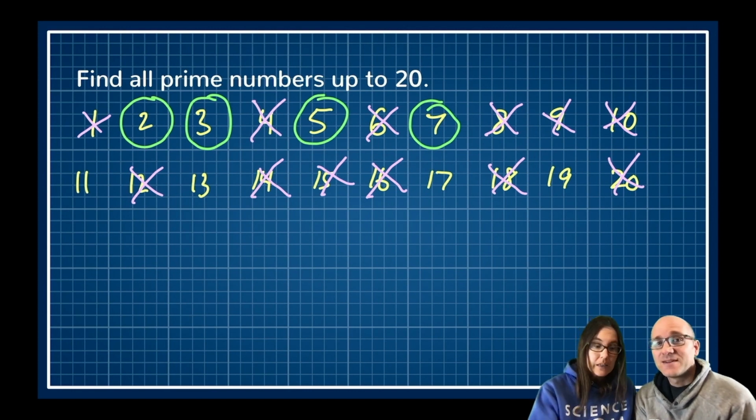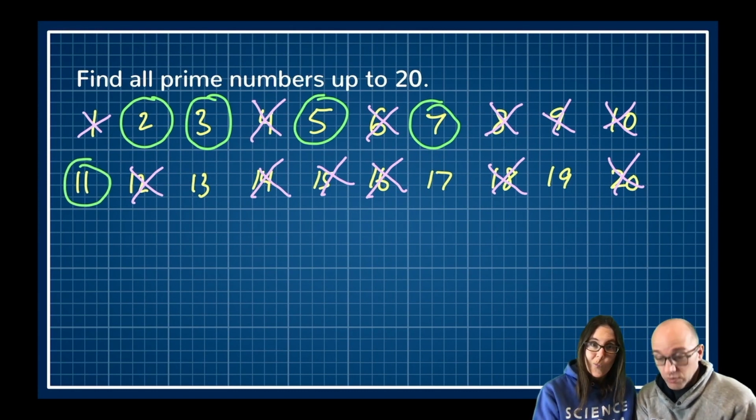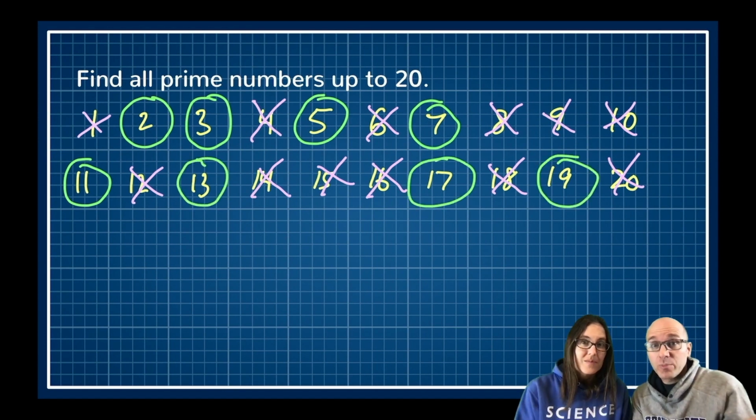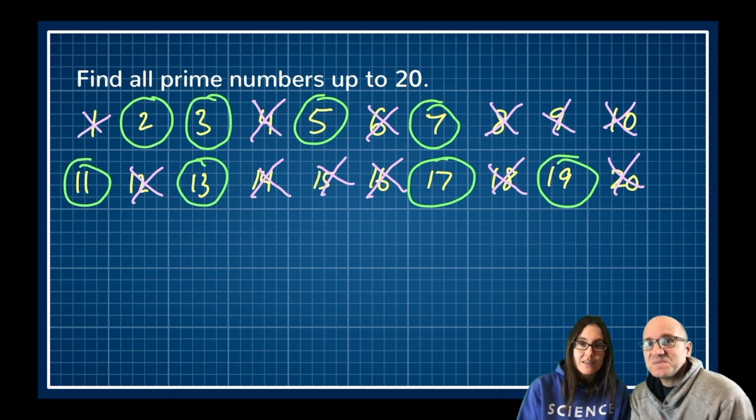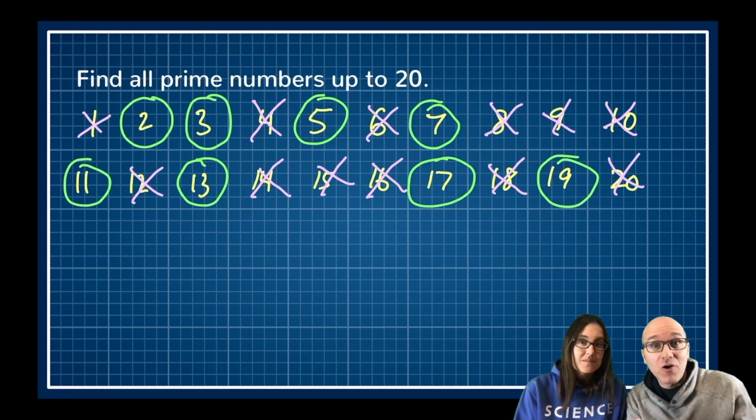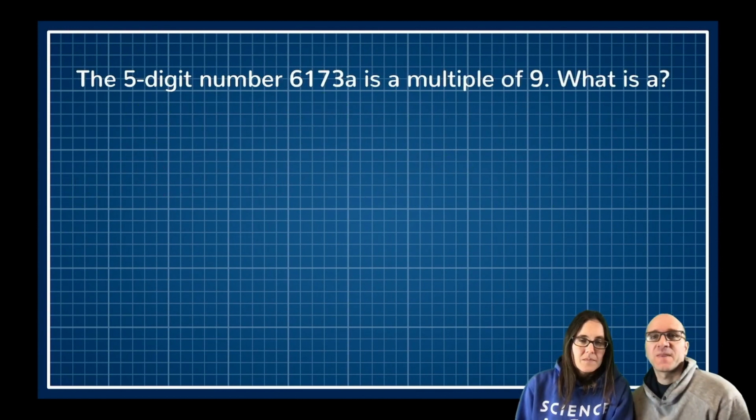Very good. 11 is prime, and at this point, can I just say anything not crossed off is prime? Actually, the ones that are left are all prime. That is true. Those are all the prime numbers up through 20: 2, 3, 5, 7, 11, 13, 17, and 19. That's right. Cool. In the worksheet, I've asked you to find all the primes up to 100. I hope you're up to the challenge.